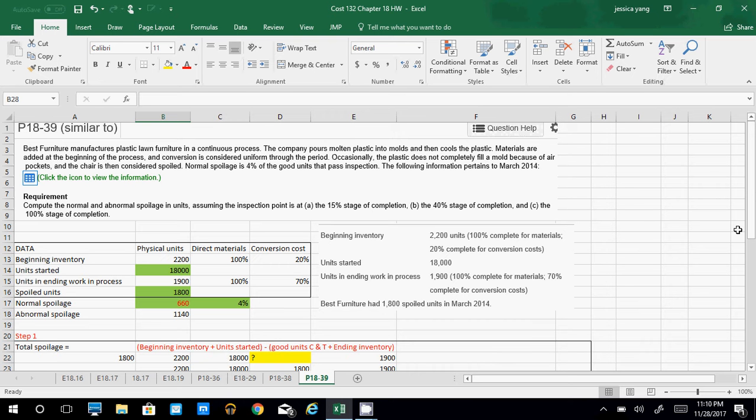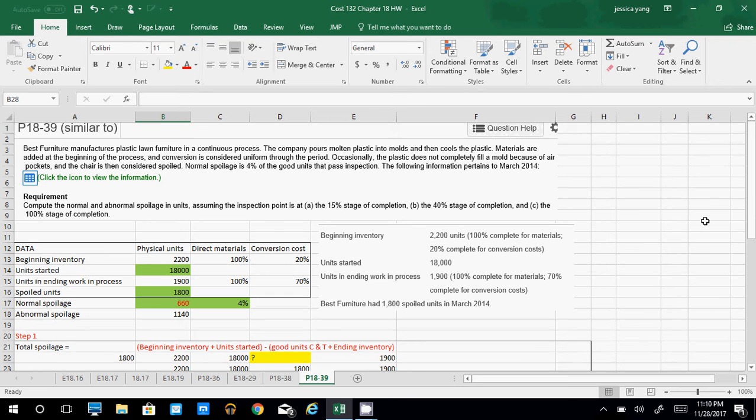We are given the following data. Beginning inventory, 2,200 units, 100% completed for material, 20% complete for conversion cost. Units started, 18,000 units. Units in ending work in process, 1,900 units, 100% complete for material, 70% complete for conversion cost. Best Furniture had 1,800 spoiled units in March 2014.